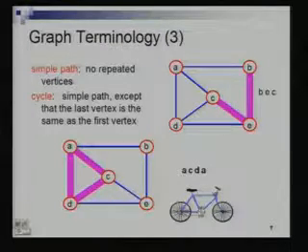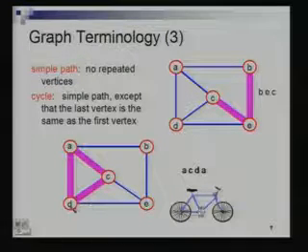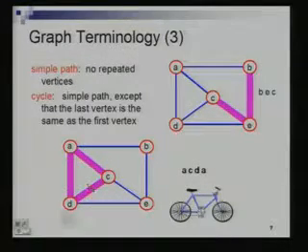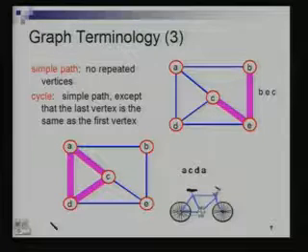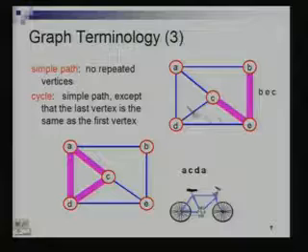A cycle is a simple path in which the first and the last vertices are the same. So, A, C, D, A is a cycle. D, A, C, D is the same cycle. C, D, A, C is also the same cycle. So, you can read the cycle anywhere. This is a cycle, this is a simple path.